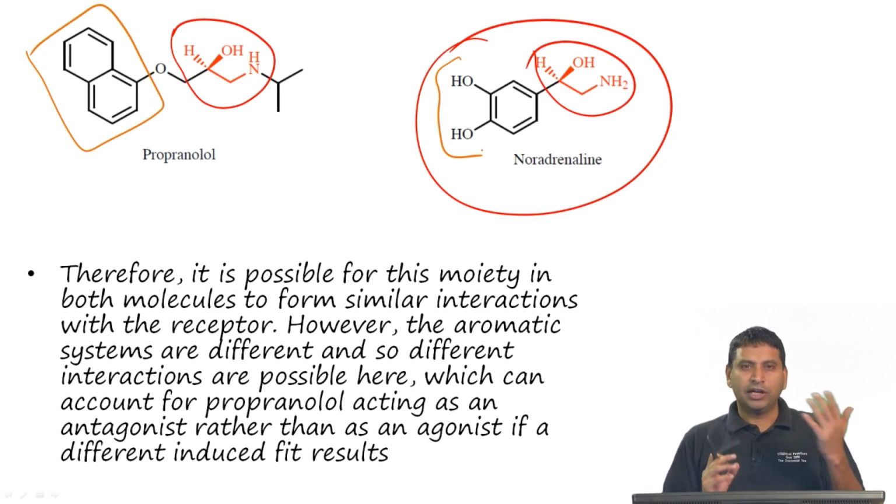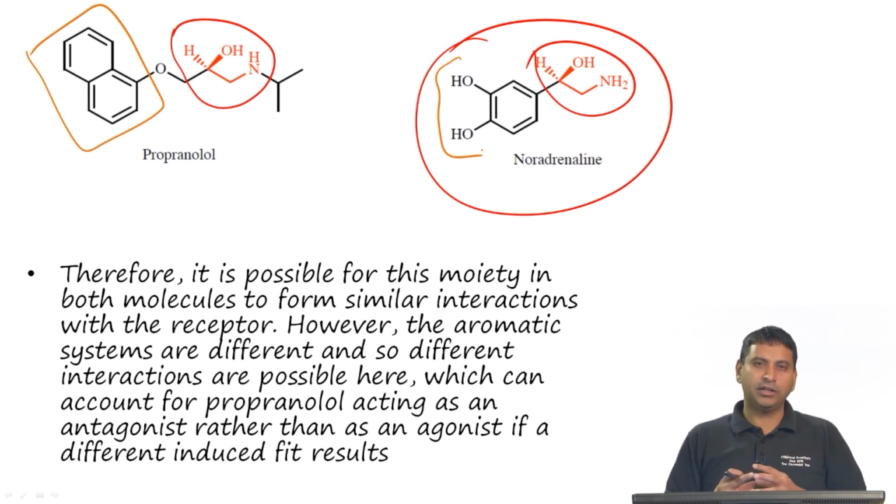Okay. But because the aromatic systems are very different and they are so different that it is likely that it will act as an antagonist rather than as an agonist. Okay. Because it is quite unlikely that the receptor will have the same induced fit from binding to noradrenaline as well as propranolol. So, it is quite possible that this compound will act as an antagonist.